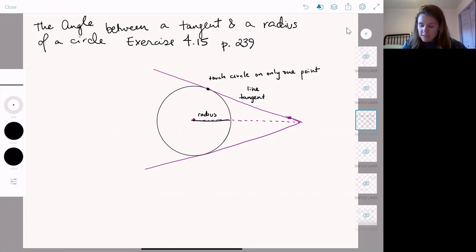Okay, so this line is tangent. This line is also tangent. It intersects with only one point. So yeah, touch is not the appropriate word. A better word is that it intersects. It intersects the circle at only one point.